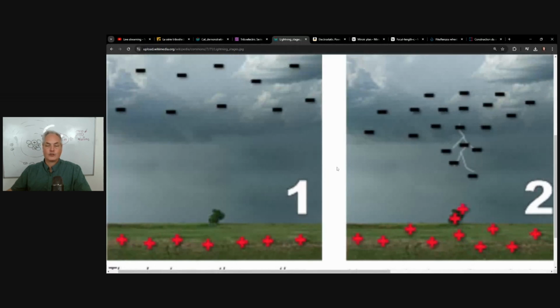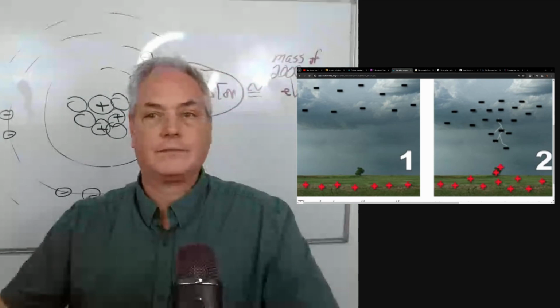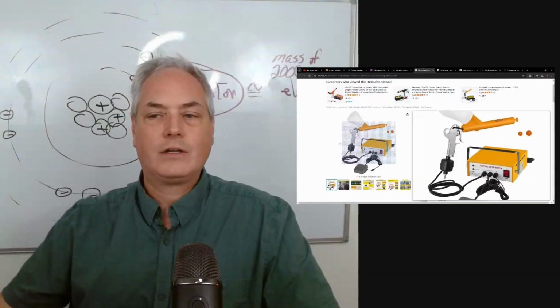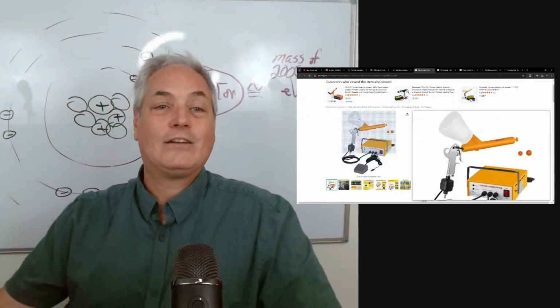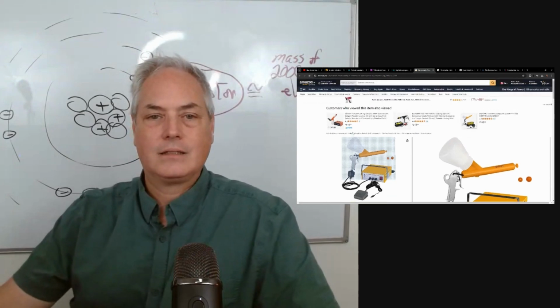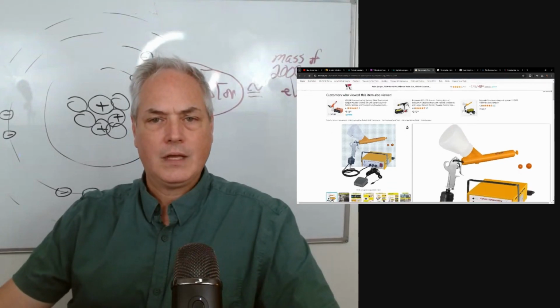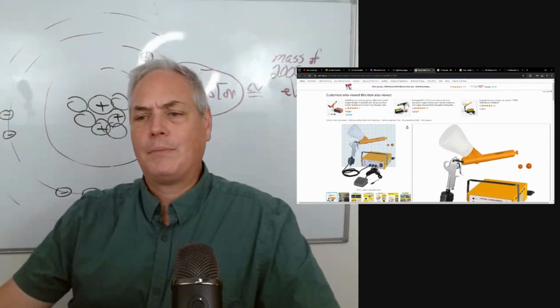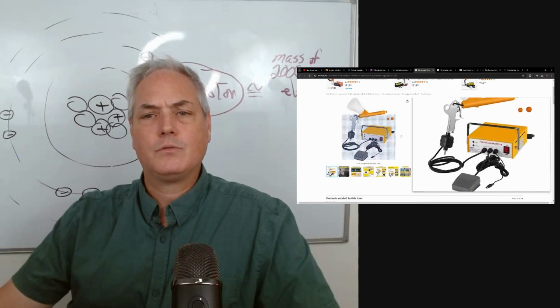Now, some examples that can arise from that could be interesting. So I went on Amazon and I looked at something that is called an electrostatic paint. Let's see, do I have a good one? It's an electrostatic power sprayer. So it's made for paint.